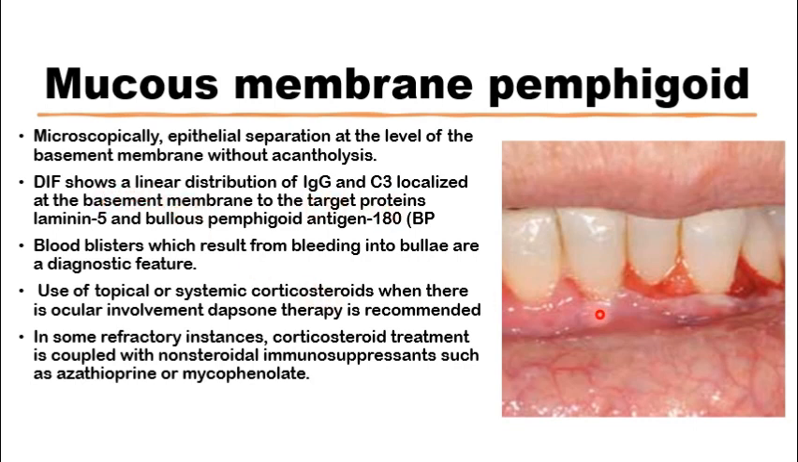Clinically, sometimes there may be blood blisters. This is sort of a characteristic feature that occurs because of bleeding into the intact bullae. The treatment is usually topical steroids, but systemic steroids may be required, particularly if there is ocular involvement. In some refractory cases, medications like azathioprine may be added to the steroid as well.